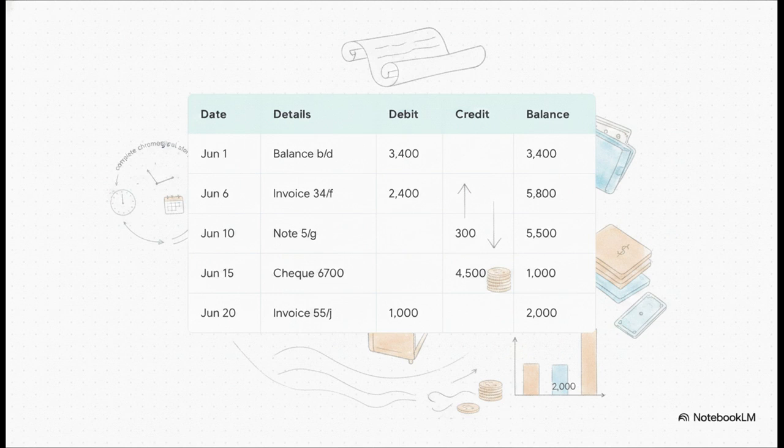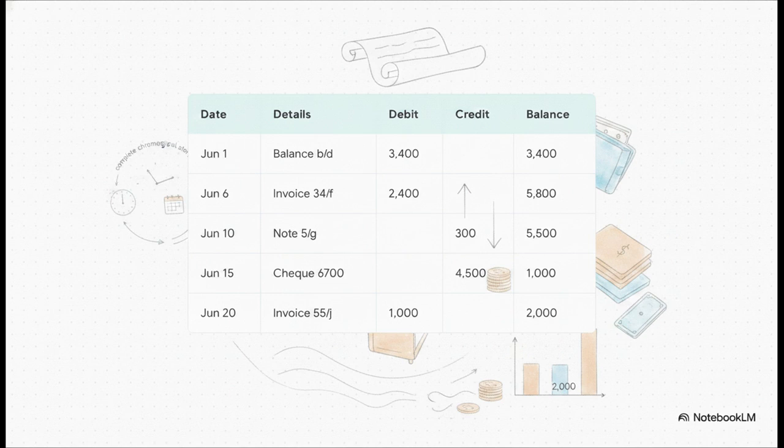On June 1st, the customer already owed $3,400. On June 6th, they bought more stuff, so invoice 34/F adds $2,400 to their debt, bringing the balance up to $5,800. But then, on June 10th, there's note 5/G for $300. That's a credit note for a return, which drops the balance back down to $5,500.